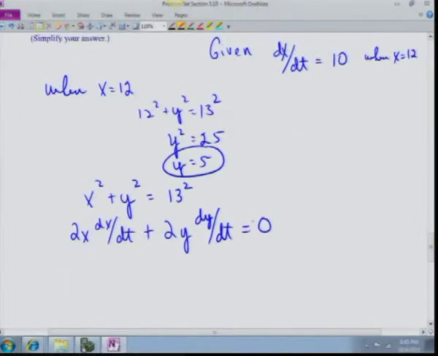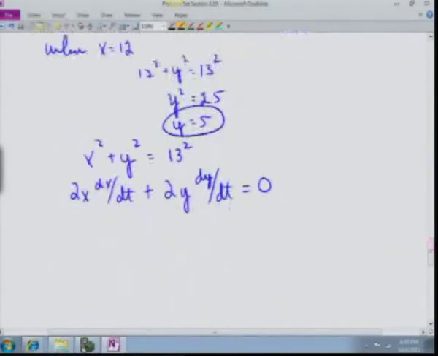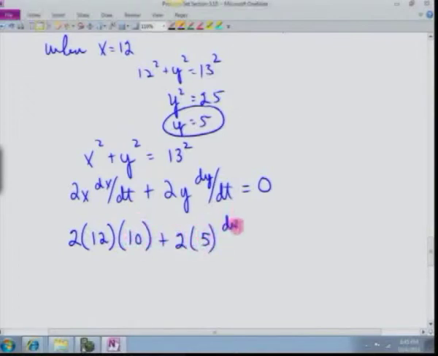Do we have a lot of those pieces? We know an x, we know a y, we know a dx dt. What do we not know? And isn't that what this is asking for here? Okay. So let's plug in the numbers that we have. 2, what's x? 12. And dx dt? Plus 2, and what's y? 5. dy dt equals 0.